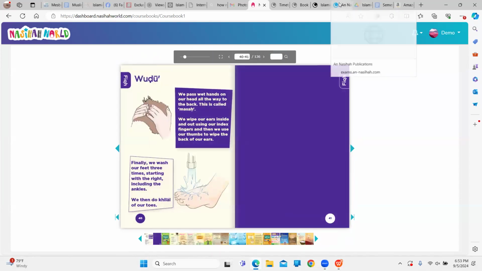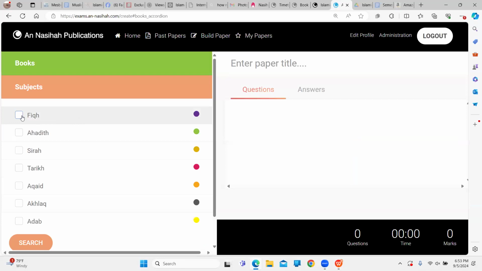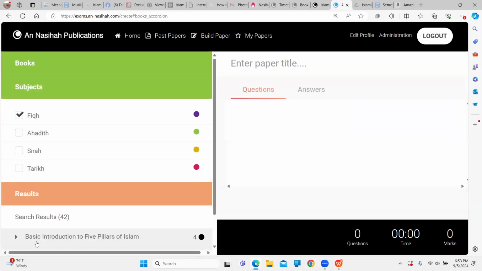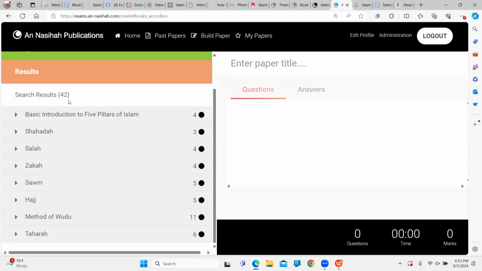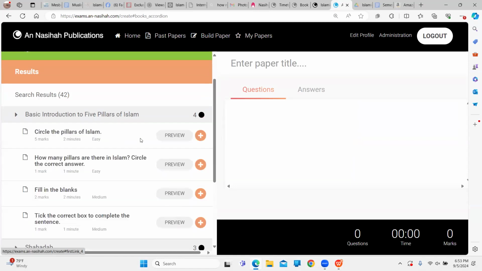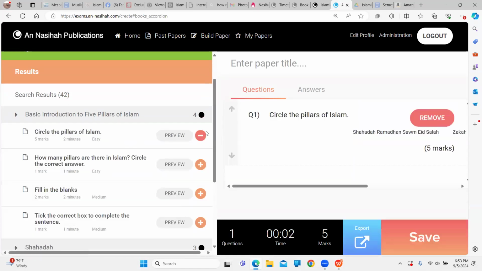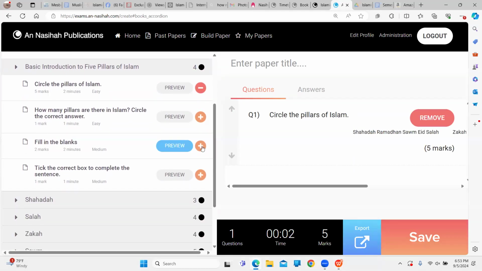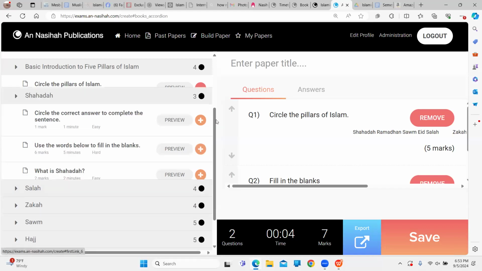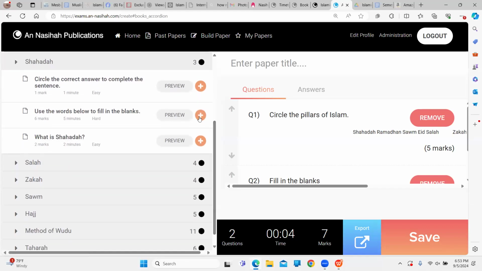Now you want to make an exam. So you choose fiqh. This is grade 1 fiqh. And I search. As you can see, there are 42 questions I can choose from. I don't have to make an exam myself. I can choose from their exam portal. For example, I can choose pillars of Islam, an easy question, a medium question. Then Shahada, I can choose a hard question.